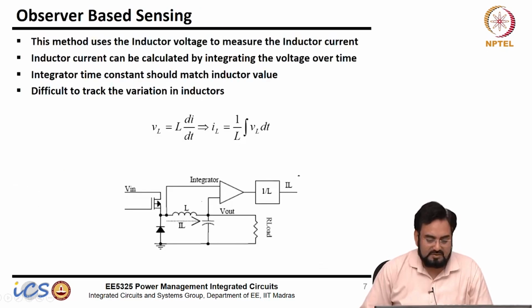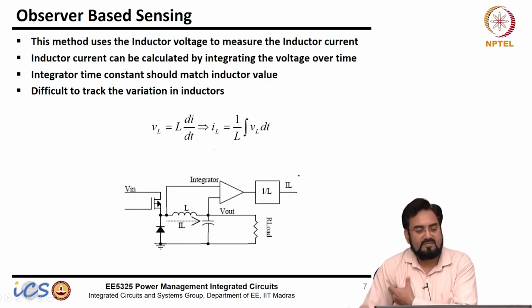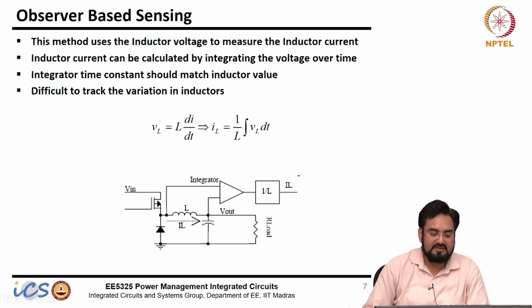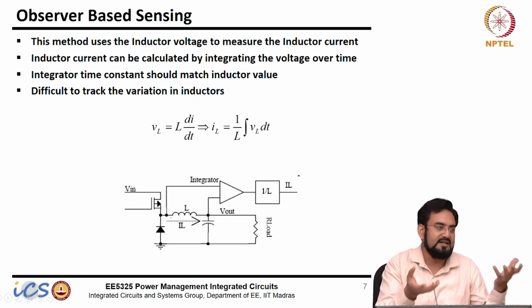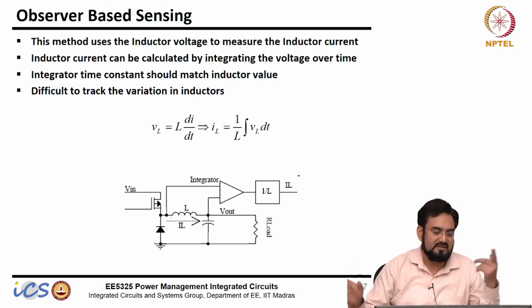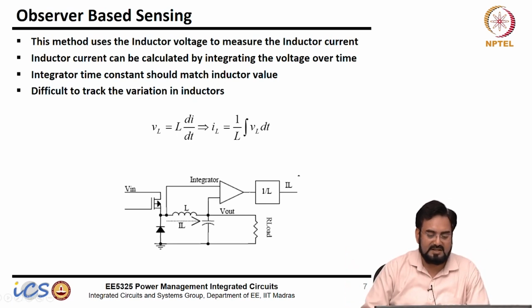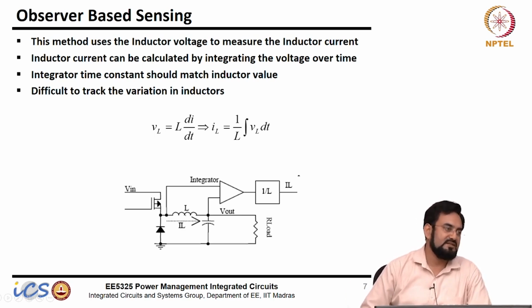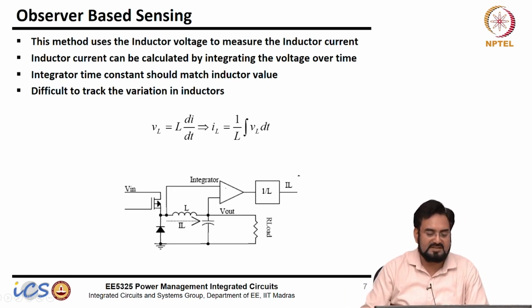So this is your observer based sensing. We know that inductor current is the integrated version of the voltage across it. So what we do is take the voltage and put it through another integrator and multiply by 1 by L, which is the gain of the integrator. So you will get the same current across it. But this is only true if there is no loss in the inductor. The moment you have a loss, this integrator will saturate. So it's very difficult actually.